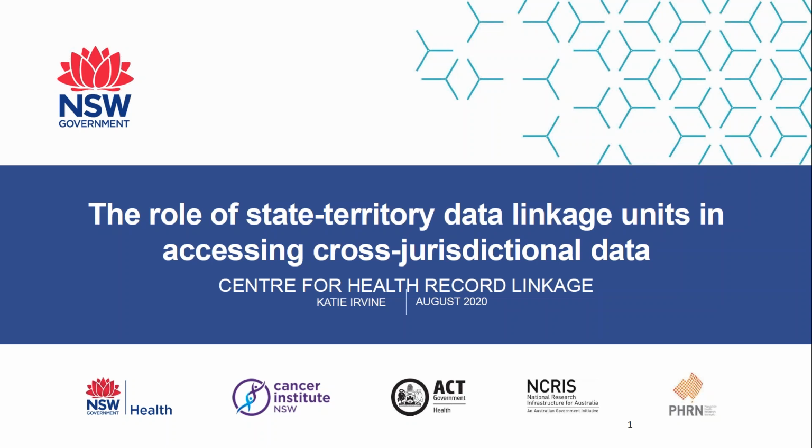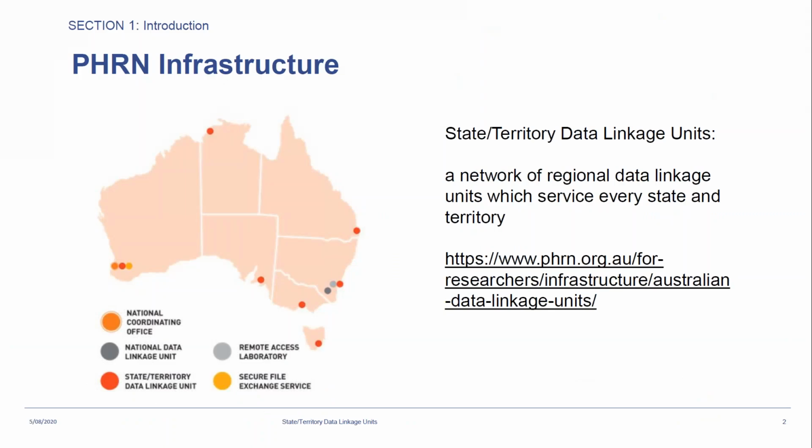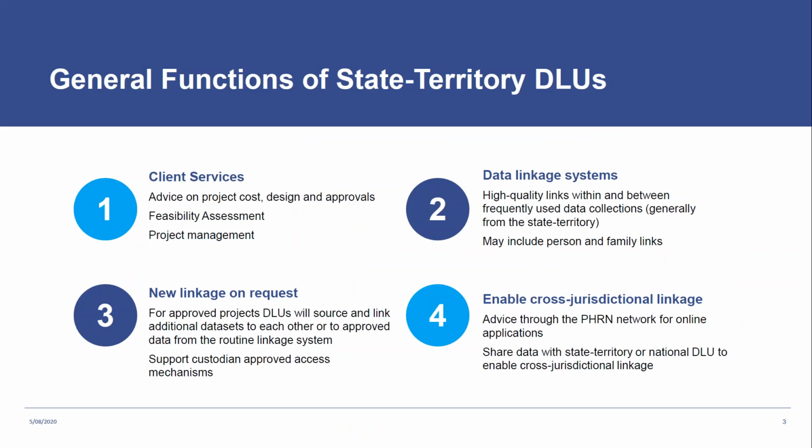Thanks very much, Felicity. So the PHRN has state and territory data linkage units that cover all of Australia. I'm from New South Wales and ACT, which have together created the Centre for Health Record Linkage. South Australia and Northern Territory have banded together into SANT Data Link, and there are units that cover the rest of the country. We're all a little bit different, but broadly our functions are similar.